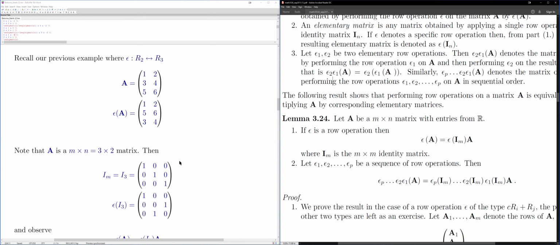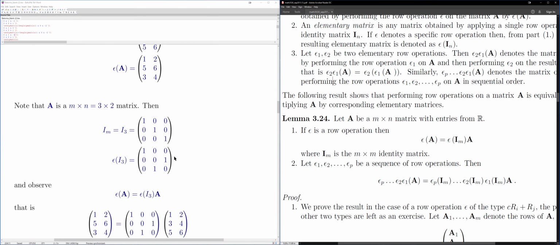So it's probably easier if you see an example. This is my matrix A that I'm going to use in my example, and the row operation is switching row 2 and row 3. So epsilon of A means that to the matrix A, I'm going to switch row 2 and row 3.